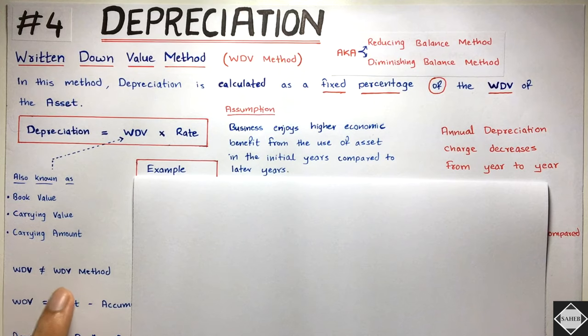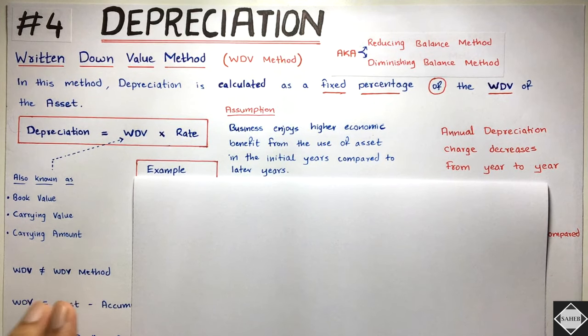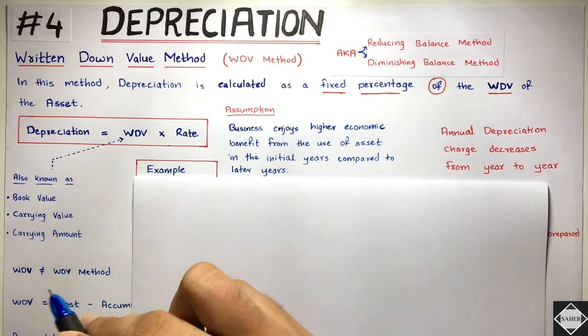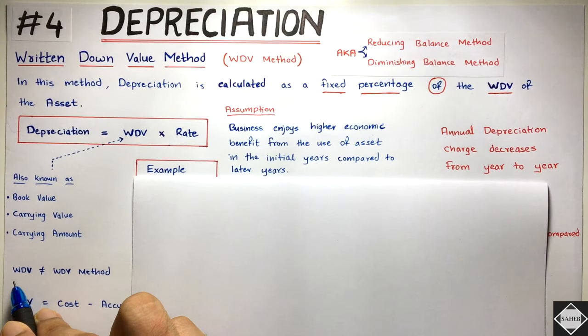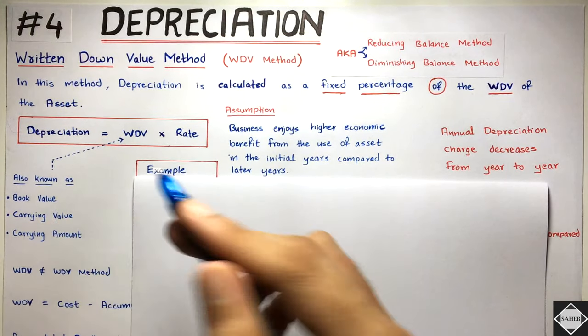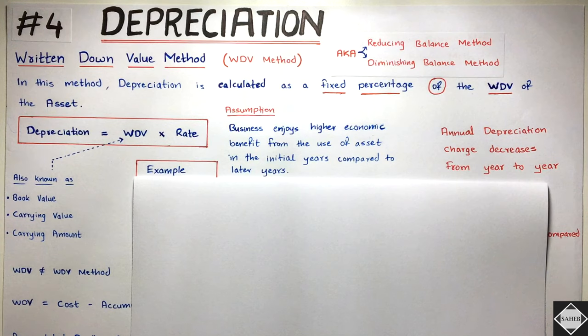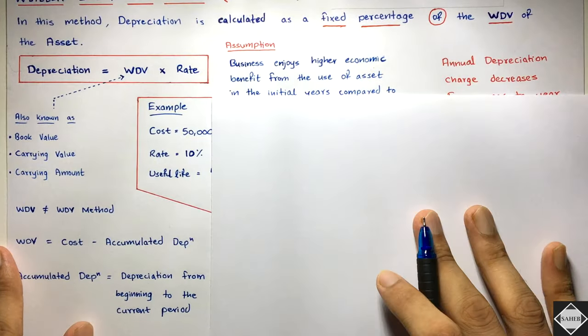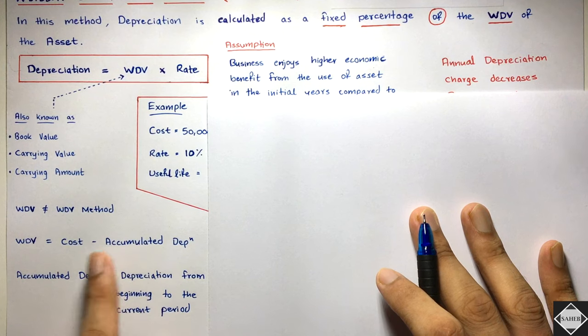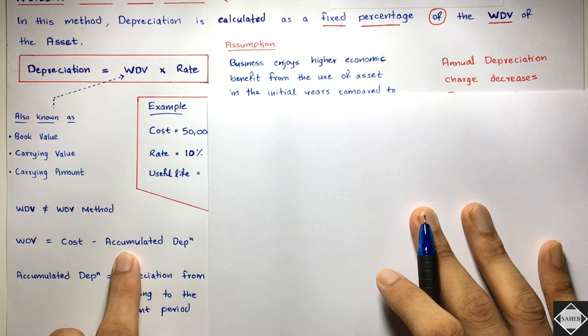WDV is not equal to WDV method. These two are different things. WDV method is the method of depreciation, one of the methods of depreciation. WDV is nothing but book value, okay? Whatever the value of the asset currently is in your books. Fine. Now see here, WDV is equal to cost minus accumulated depreciation.